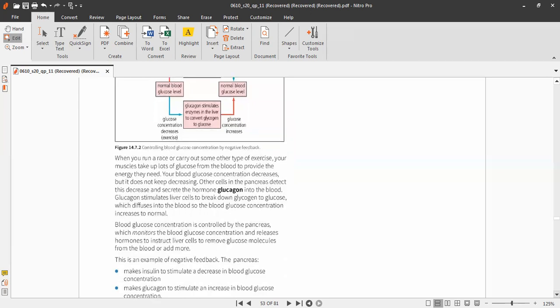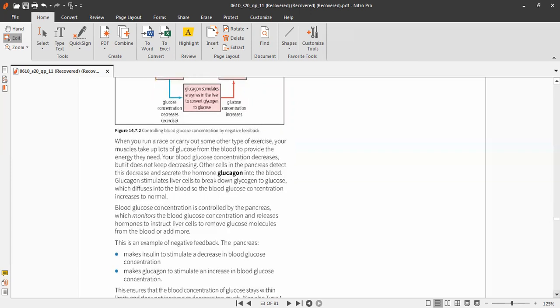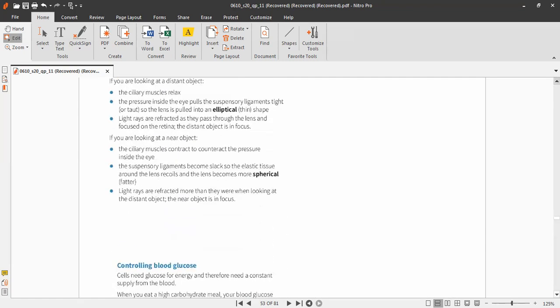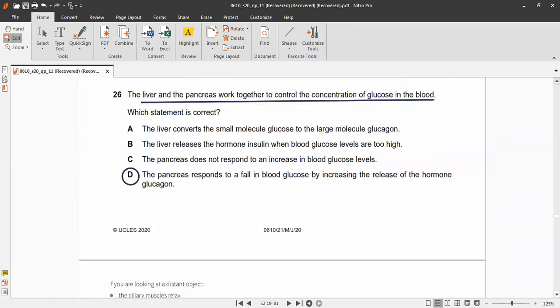Blood glucose concentration is controlled by the pancreas, which monitors the blood glucose concentration and releases hormones to instruct liver cells to remove glucose molecules from the blood or add more. So the liver and the pancreas work together to control the concentration of glucose in the blood. The pancreas responds to the fall in blood glucose by increasing release of the hormone glucagon.